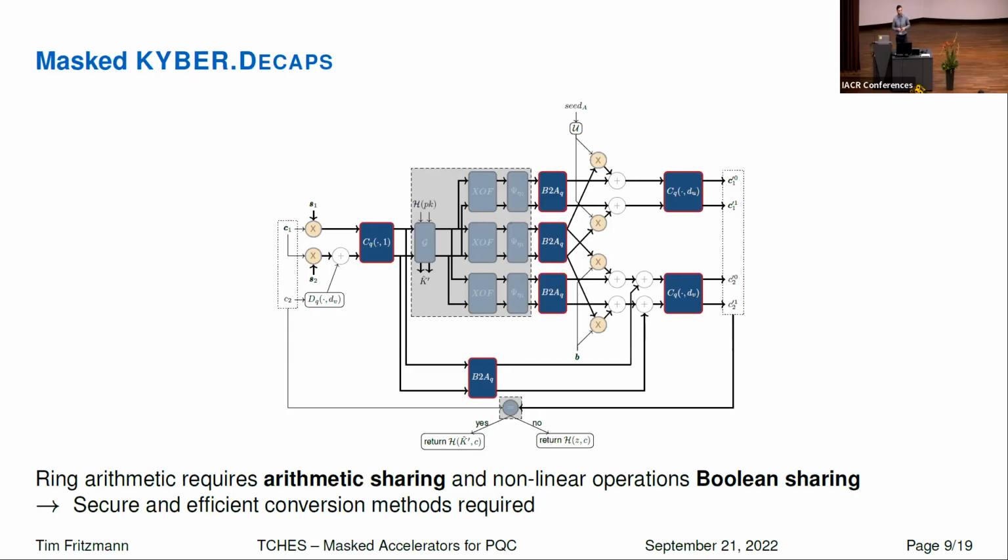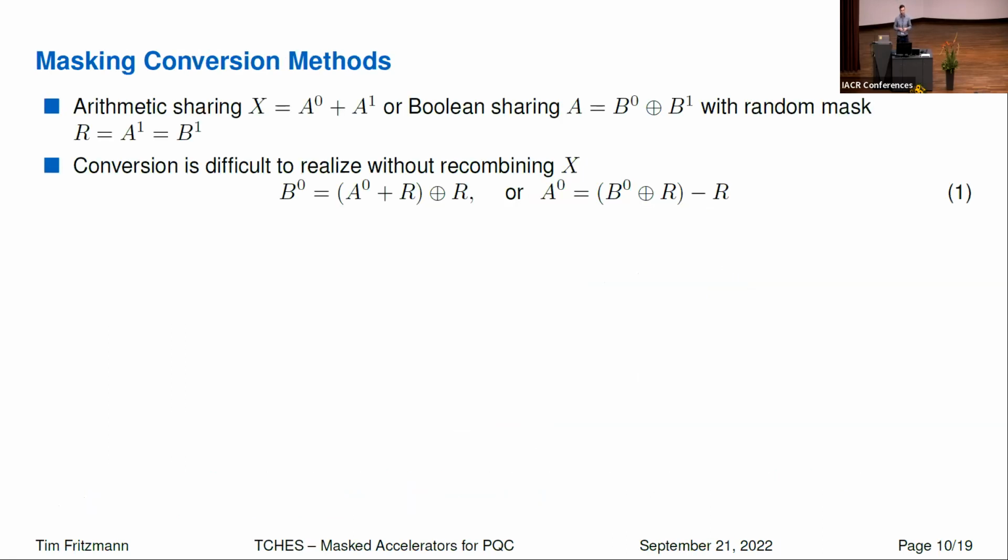Now let us have a look at the next components. While the ring arithmetic requires an arithmetic sharing, the nonlinear operations shown in the gray boxes require a Boolean sharing, and therefore we require some efficient methods to switch between arithmetic sharing and Boolean sharing. The arithmetic sharing splits the secret variable x into 2 additive parts, while the Boolean sharing uses the XOR operation. And the goal of the conversion is now to efficiently switch between these 2 sharing types.